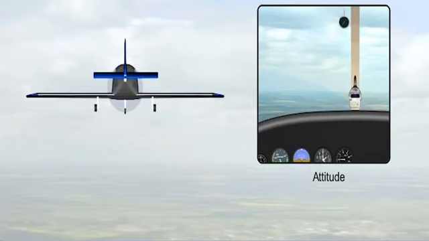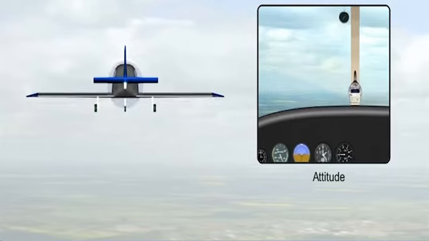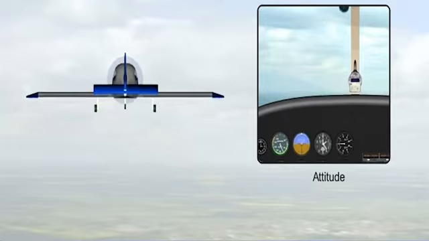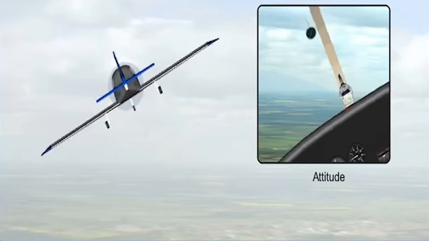The aircraft's attitude can vary in pitch or roll. Here, for instance, we see the aircraft with a pronounced nose-down attitude. And here the aircraft has a nose-high attitude. On screen now, the aircraft's attitude shows a 30 degrees angular bank.